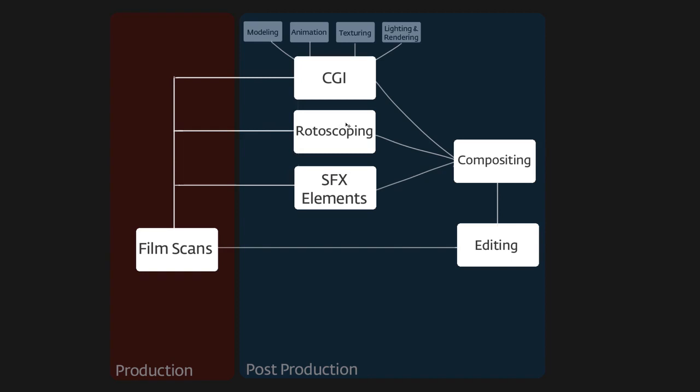And rotoscoping is essentially a manual method of drawing frame by frame the outline of a character, figure, or object which you would like to extract from the footage. It's a very time-consuming process depending on the complexity of the thing that you want to rotoscope, and often there are rotoscoping teams who will do this.